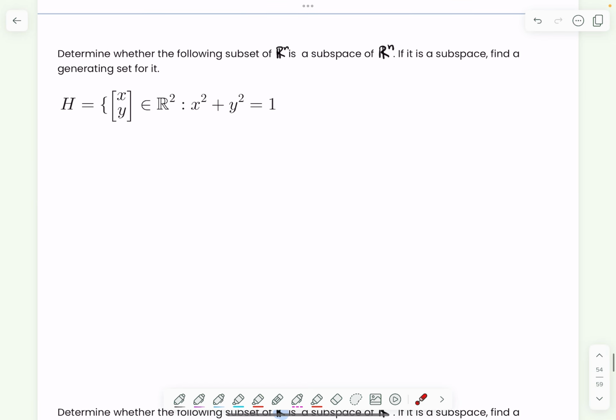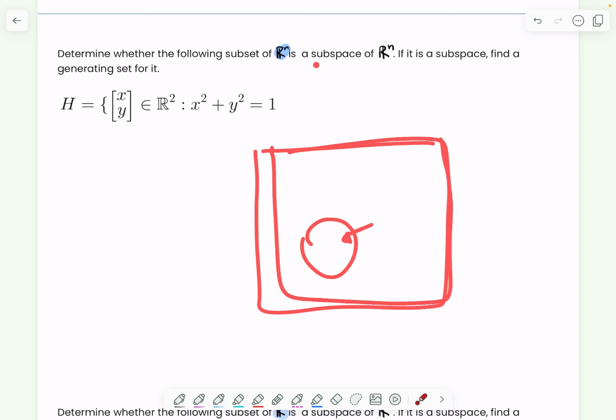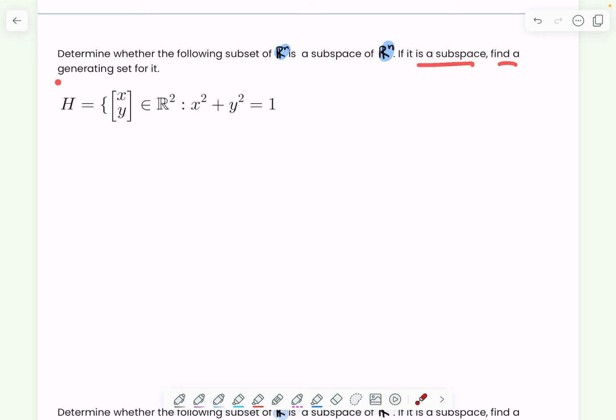So let's do an example. Determine whether the following subset of R^n is a vector space, and they're giving us a subset. I like to think of my vector space as a box. A subset is something inside that box. We want to know if this thing inside this vector space is a subspace, and if it is a subspace, find a generating set for it, and we'll talk about what that means. So this is a subset that they're giving you. They're telling us that the vector space is R2. It's two-dimensional, aka the coordinate plane. And then they have this condition.